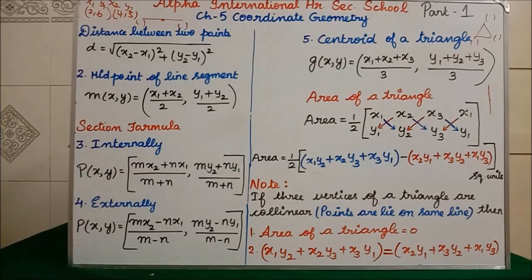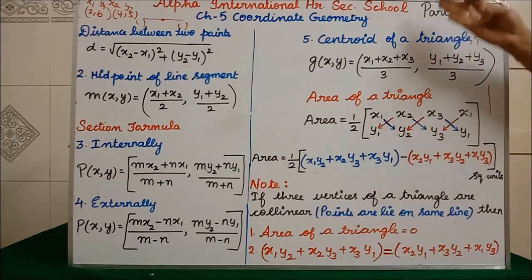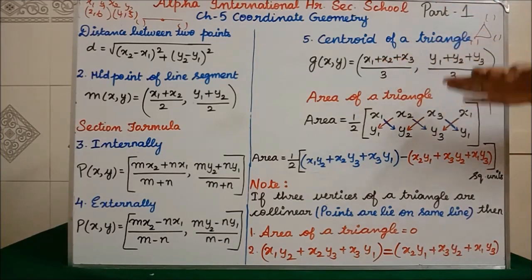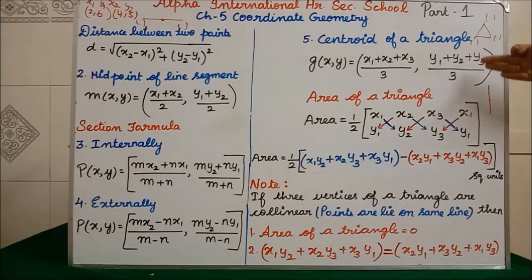Now we will see the fifth formula, the centroid of a triangle. What is the formula? G of x comma y is equal to x1 plus x2 plus x3 by 3 comma y1 plus y2 plus y3 divided by 3. Here we have 3 vertices, because we are going to find the centroid of a triangle. I have drawn the triangle here, one vertex here, another here and another here. So x1 plus x2 plus x3 divided by 3 comma y1 plus y2 plus y3 divided by 3.